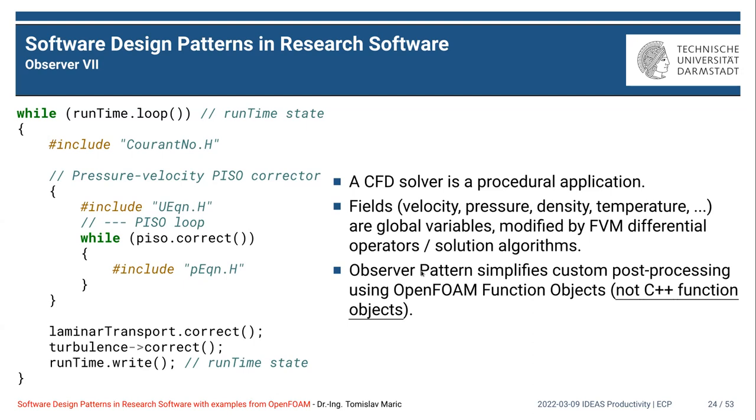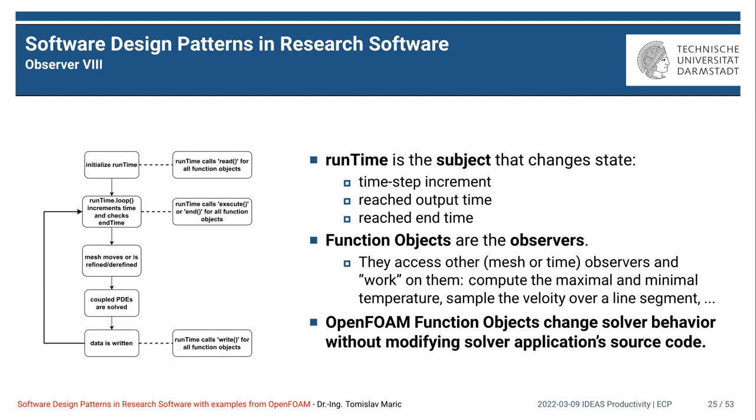And the case where we are kind of abusing this pattern is for custom post-processing, right? What we can do is use something called OpenFOAM function objects. These are not C++ function objects. It's just the naming again. It's a bit strange. These function objects are user-defined types of classes that enable us to do live post-processing as the simulation runs. So let's look at how this works.